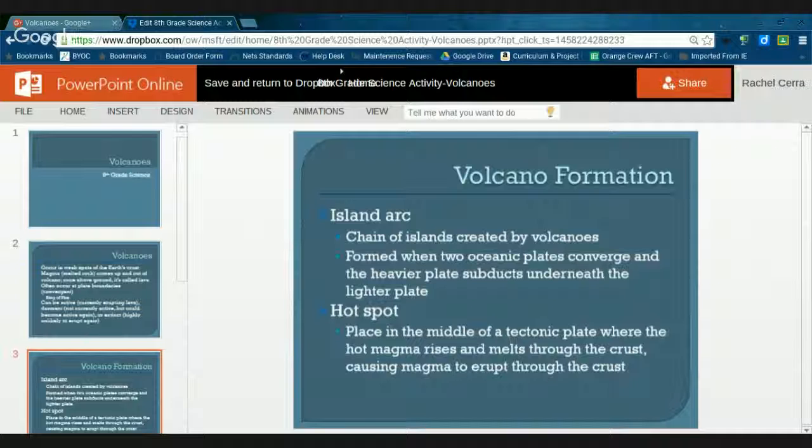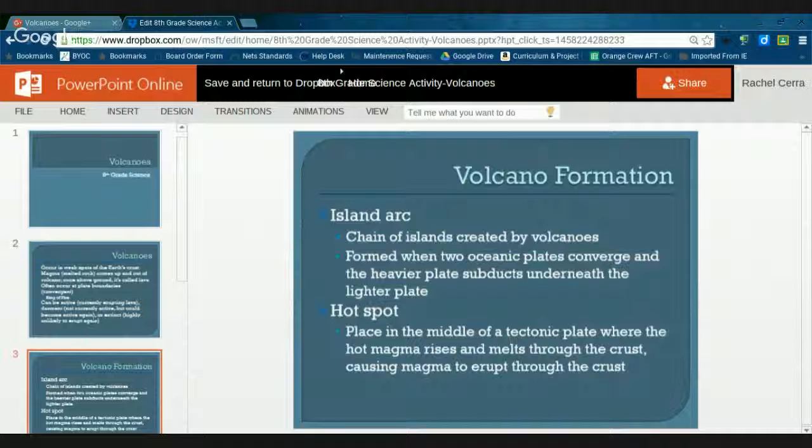A hot spot, you get volcanoes formed there because it's usually in the middle of a tectonic plate. It's not going to be on the outer edge. And for whatever reason, that particular area is particularly hot. You've got a lot of hot magma rising very close to the surface. And so it basically melts through the crust, and then you start getting your volcanoes forming that way.